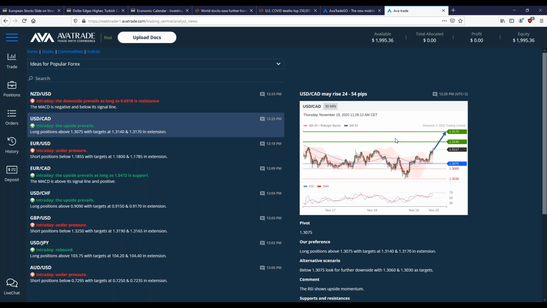Now, the fundamentals behind this, why is the USD rising and the Canadian dropping? Oil's been dropping. What fuels Canada's economy the most? What's the biggest contributor to Canadian GDP? Oil. And if oil's dropping today, which it has been, then it makes sense.